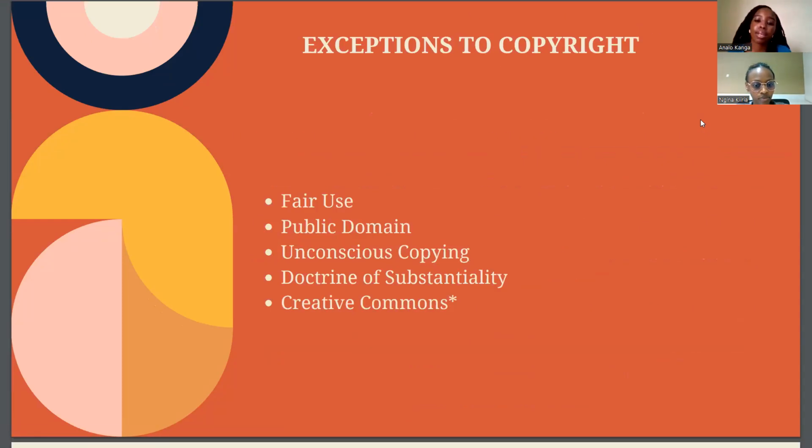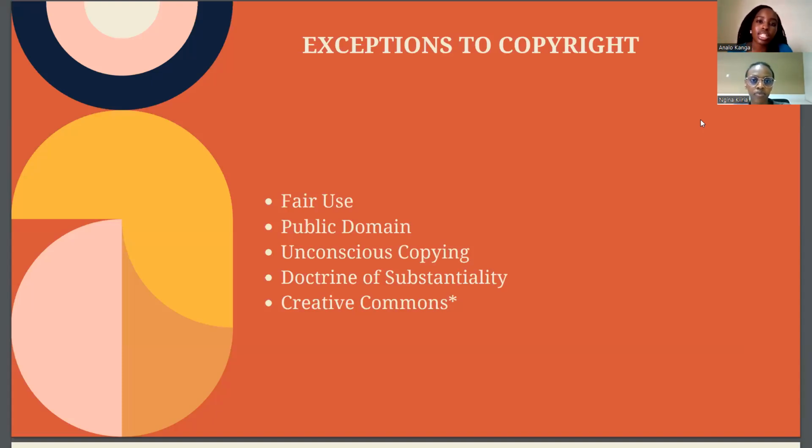So you have exceptions to copyright. Copyright is not a do-all, end-all, okay? There are several exceptions to copyright, or things that can happen that can show that maybe copyright is not enforceable or you don't have to seek permission from the author of a copyrightable work. So the first exception to copyright is the fair use doctrine.